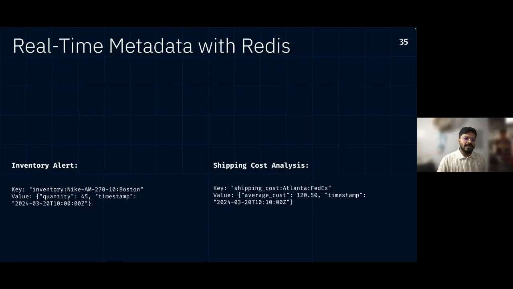Okay, so how would the data in Redis be stored? Let's say there is an alert like the product in Boston, Nike Air Max 270 size 10, has only 45 units in this interval. So we could store these values in Redis so that we could retrieve this information quickly to verify if the information provided by the LLM is accurate, or you can combine it with the LLM to provide more accurate information. Similarly, you can do that for shipping cost, all those things.